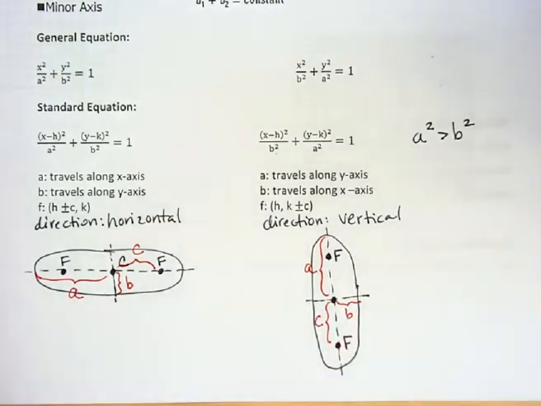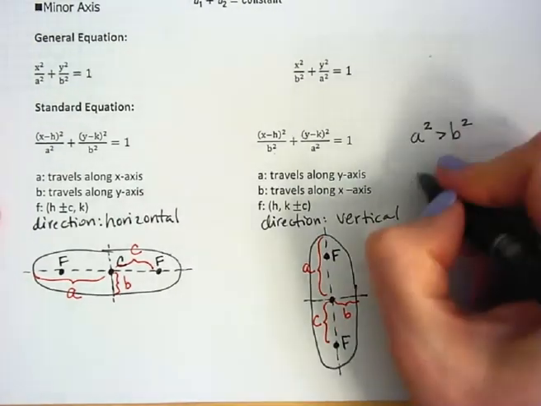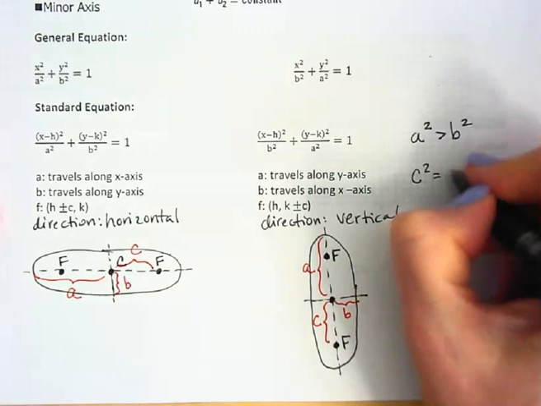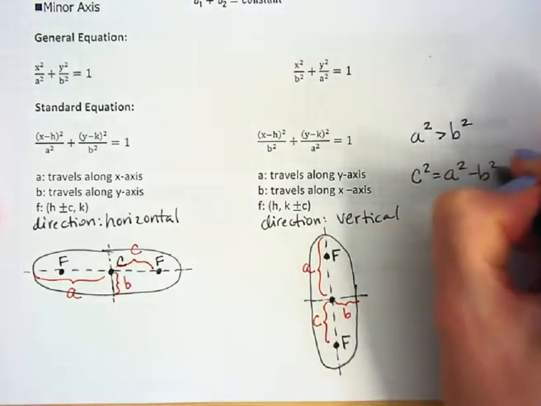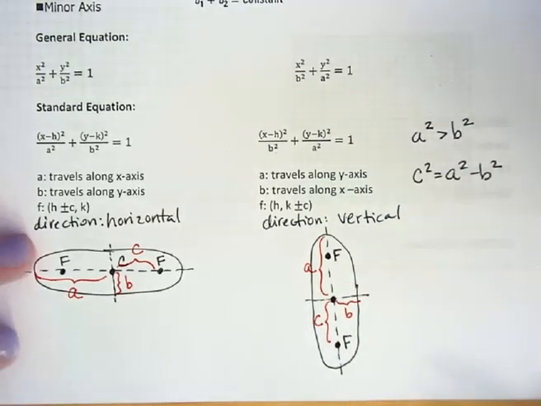Now we have an equation that relates A, B, and C together, and it is this. C squared equals A squared minus B squared, and we'll use that in some of our practice problems.